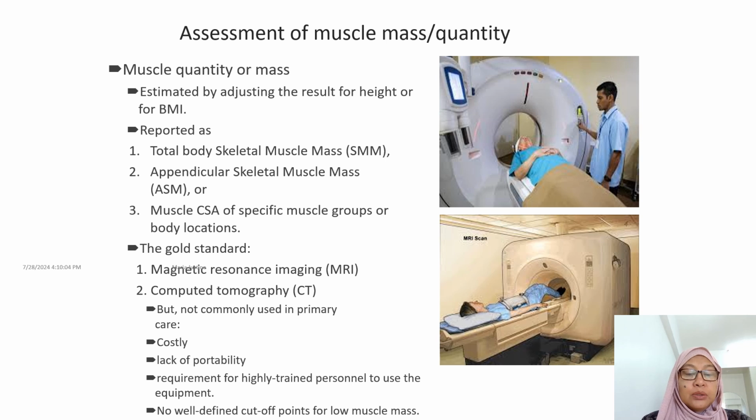Prior to conducting the BIA to test muscle mass, ensure that the patient is well hydrated, and place the electrodes on the patient's hand and foot.